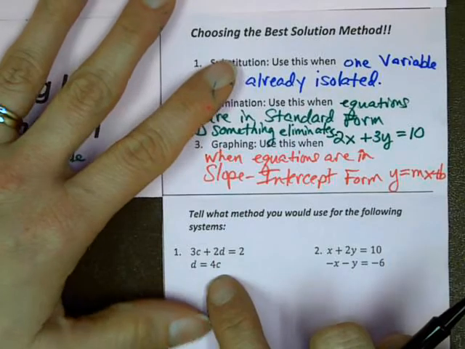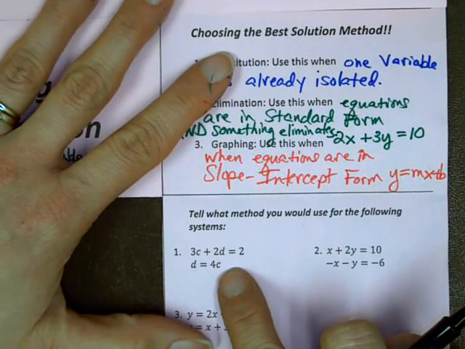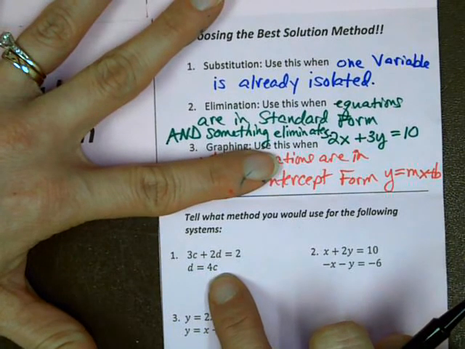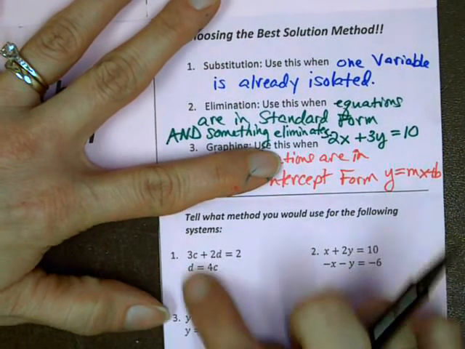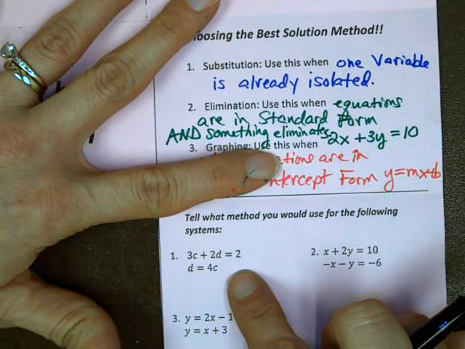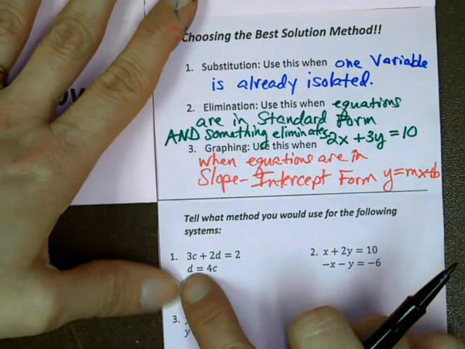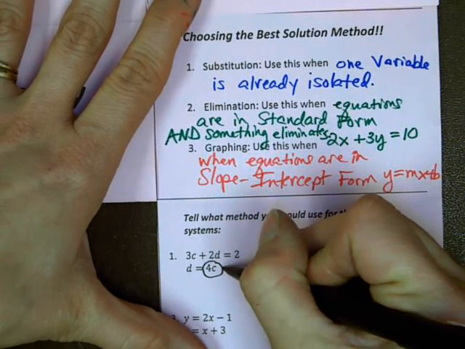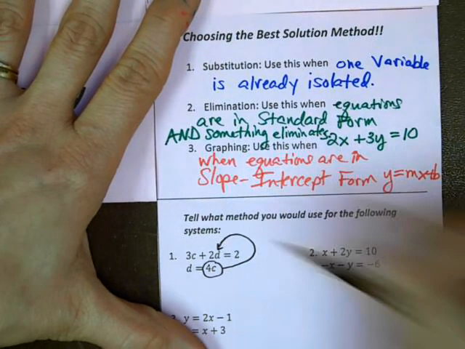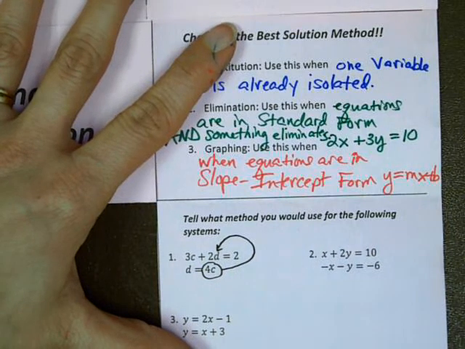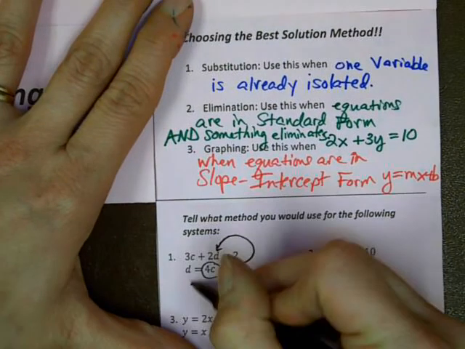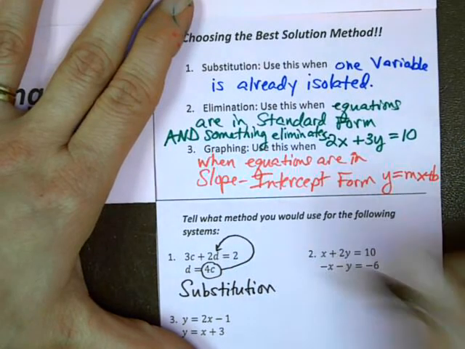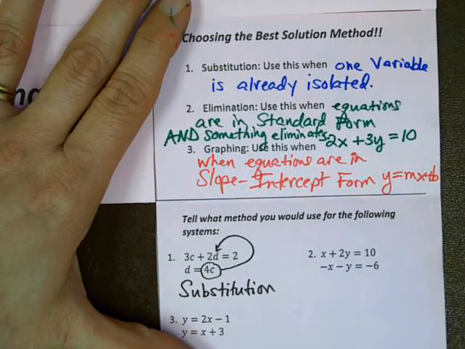Okay, so let's take a look at number 1. Here's a system. I don't think graphing would be good, so let's throw out graphing. Are they all lined up ready to go for elimination? Not really. But I do see that the D is isolated, and I could very easily replace the quantity 4C into that D spot. Number 1 would be a great time to use substitution. That would be fast and easy. Okay, and I'd probably get it right then.